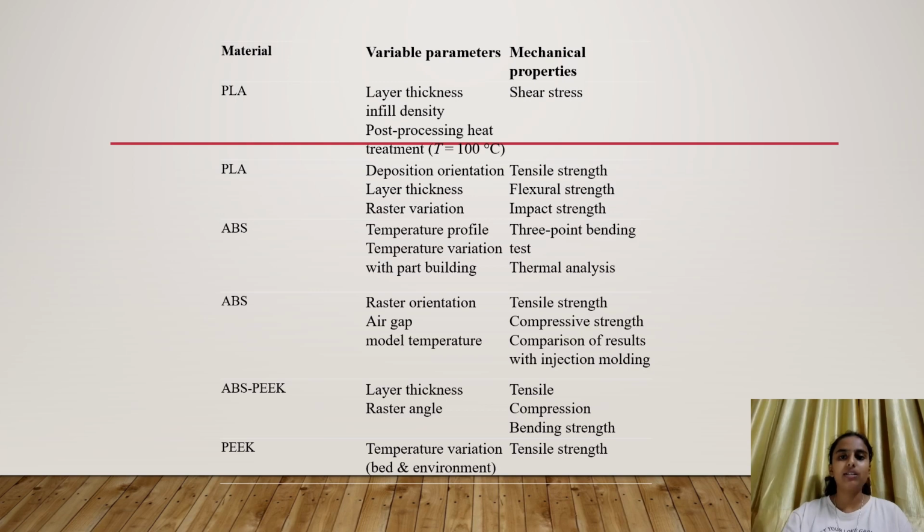These are the materials, variable parameters, and chemical properties. Material: PLA. In variable parameters, there will be layer thickness, infill density, post process heat treatment. In chemical properties, shear stress. Material: PLA. Variable parameters will be deposition orientation, layer thickness. In chemical properties, tensile strength, impact strength.